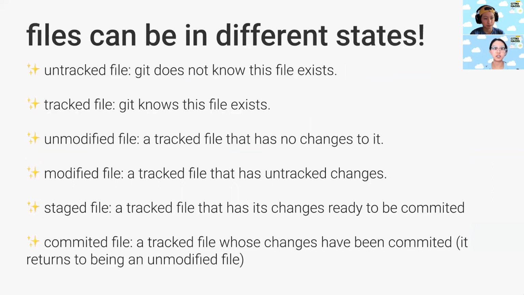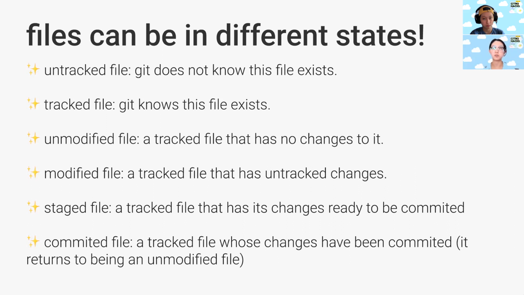So once you Git init your project, this means files can be in different states. And these are just the states that a file can be in. The first type of state that all files start out as are untracked files. These are files that Git doesn't know exists. Sometimes you do have files that are untracked, like keys or secrets, and you don't want Git to know that they exist.